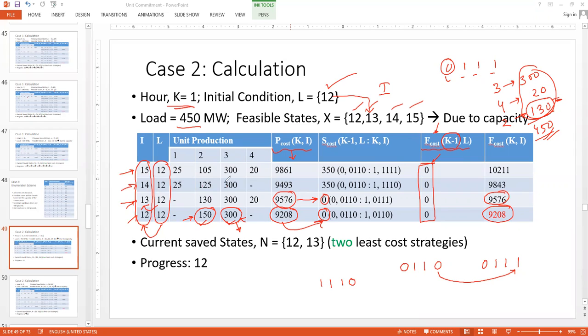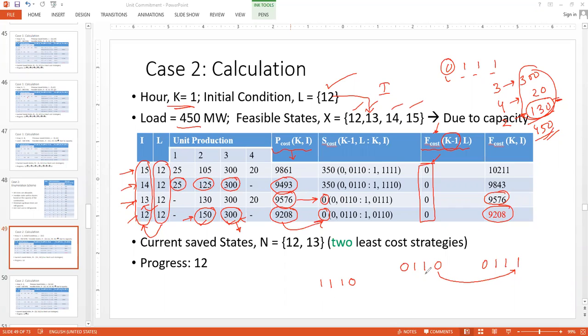So again, you take the maximum from the lowest cost unit, that is 300. Then you jump to the highest cost unit among these 3, that is unit number 1. So you take the minimum from that, and the remaining you take from unit number 2. You calculate the cost. What is the transition from 12 to 14?